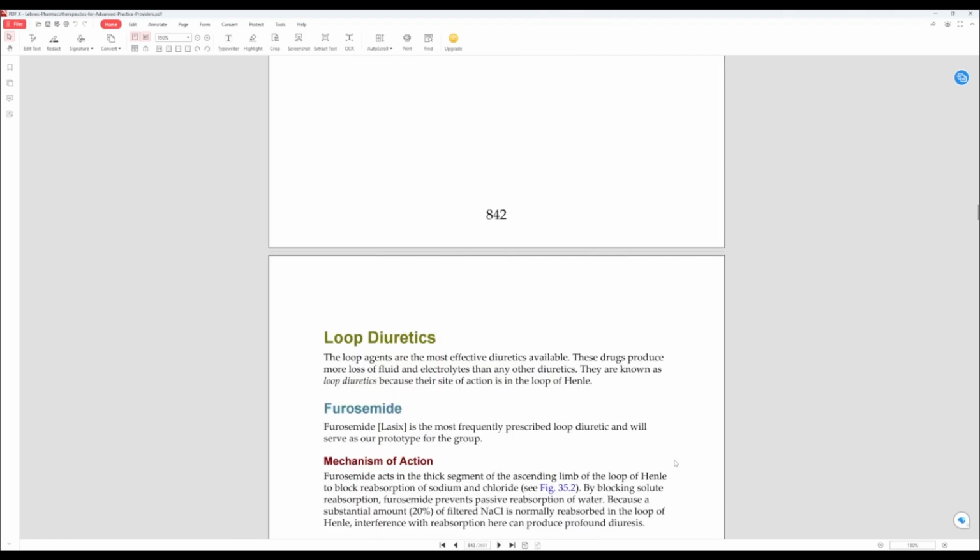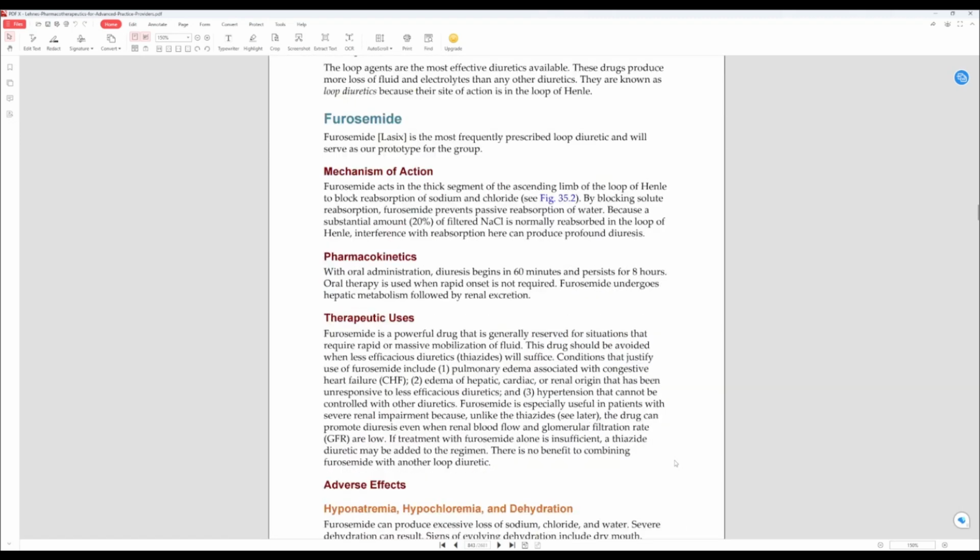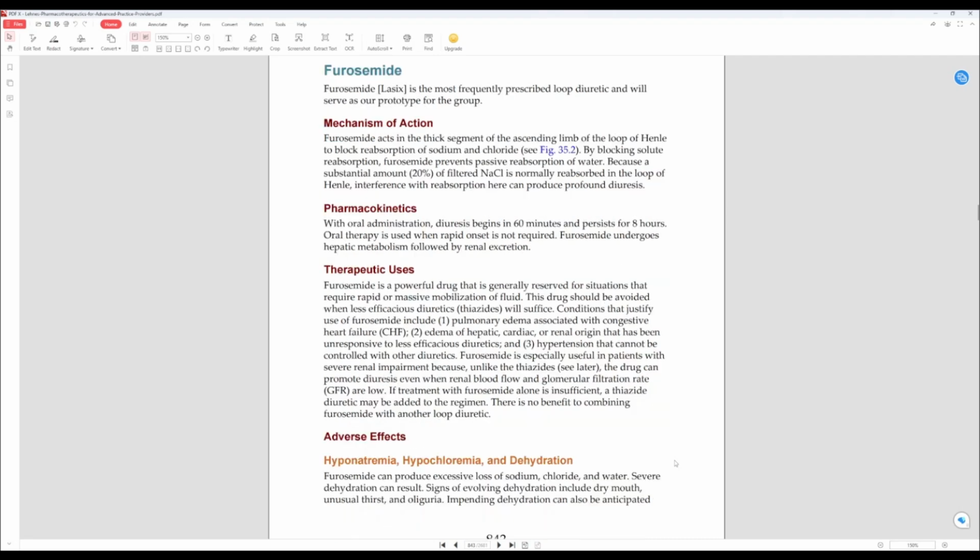So, loop diuretics. The loop agents are the most effective diuretics available. These drugs produce more loss of fluid and electrolytes than any other diuretic. They are known as loop diuretics because their site of action is in the loop of Henle. The first of which is furosemide, or Lasix, the most frequently prescribed loop diuretic, which will serve as our prototype for this group.